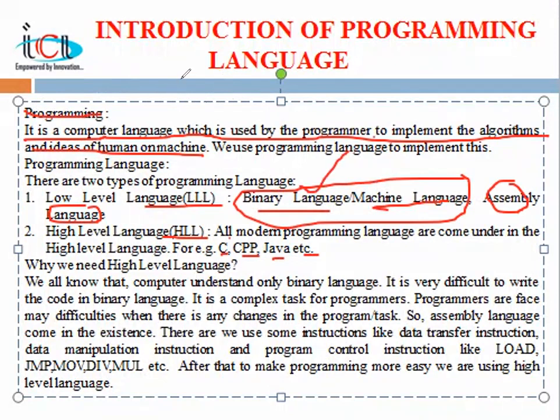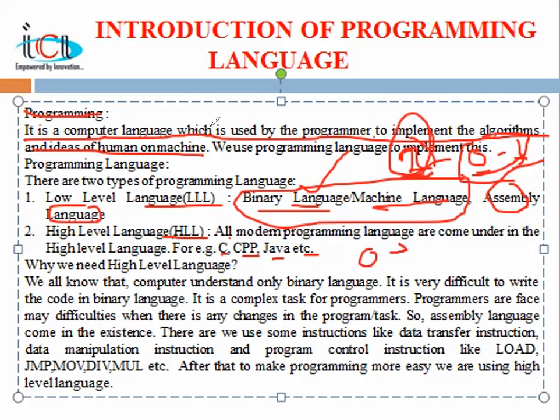Now we talk about the binary language. We all know that it has the base of 2 and its range is 0 to 1. It has only two numbers, 0 and 1, so it is called base 2. In the binary language or machine language, all code is written in the form of 0 and 1.